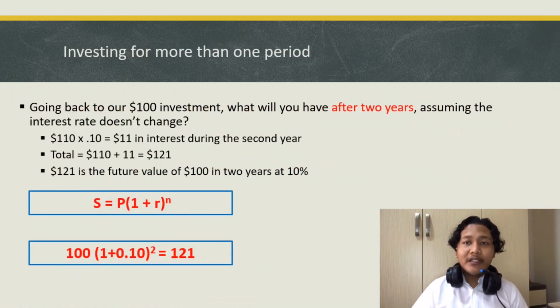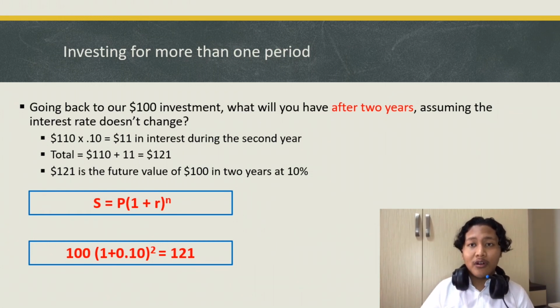Before this, we found the investment for one period only. What happens if we invest for more than one period? For example, we give you the same question, but what will you have after 2 years? Assuming the interest rate doesn't change, it's the same as before, but the time period n is changed to 2. Before this it was 1 year, and for this question it is 2 years.